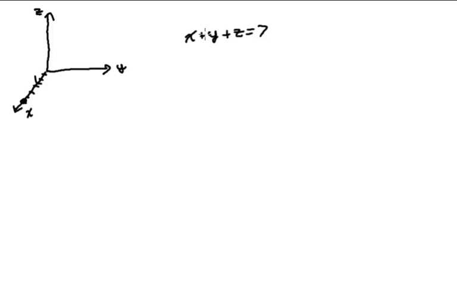To find our y-intercept, we let x and z equal 0, and here y equals 7. 2, 3, 4, 5, 6, 7. And to find the z-intercept, you let x and y equal 0, and so z also equals 7 for this particular linear equation. 1, 2, 3, 4, 5, 6, 7. And then what I do is I draw a triangle connecting the three dots.